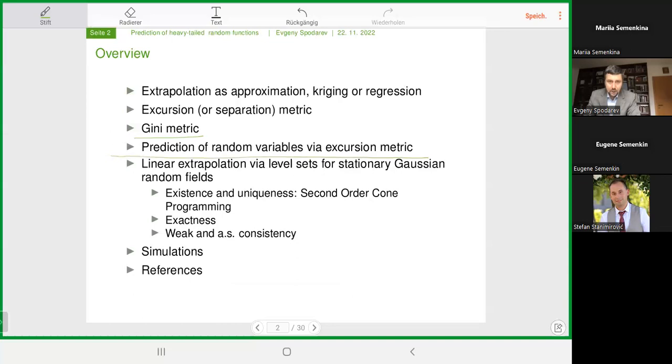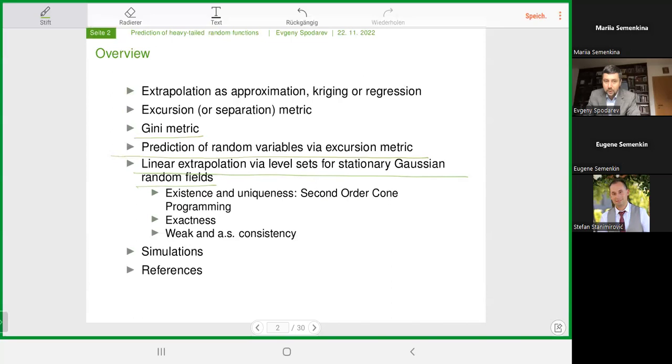And just to be more illustrative, I will give you an example of a linear extrapolation of Gaussian random processes and fields which are stationary in time or in space, not because they are heavy-tailed, of course they are not, but because they serve as an important benchmark in the theory of geostatistical prediction and simulation, and we'll see that there everything works very well. So there is an existence and uniqueness of solution, which is given by the second order cone programming. There are some such important properties of forecasts as exactness, weak and almost sure consistency, and so on. And at the end, I will just illustrate this by some simulations and conclude with references.